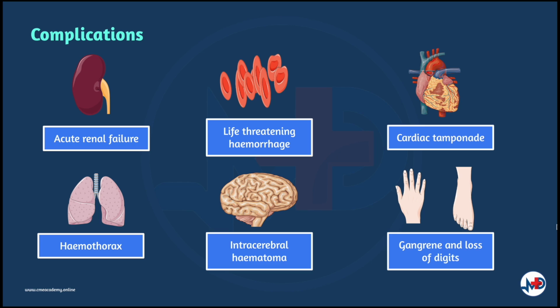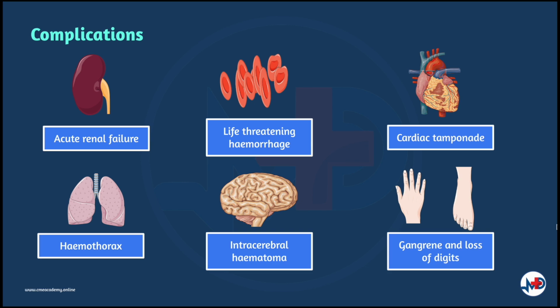Now, let's look at the complications. The complications for DIVC are acute renal failure, life-threatening hemorrhage, cardiac tamponade, hemothorax, intracerebral hematoma, and loss of digits or gangrene. The prognosis for patients with DIVC is poor with high mortality. Study has found that the mortality rate is as high as 59% compared to 14% for patients without DIVC with the same underlying disorder.